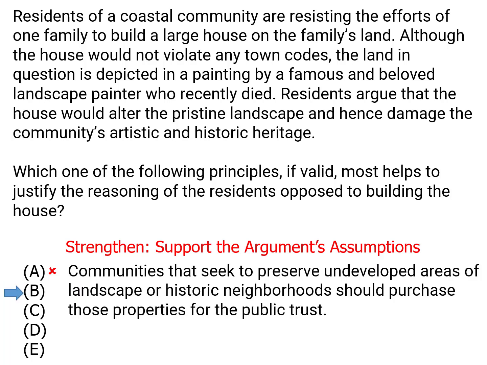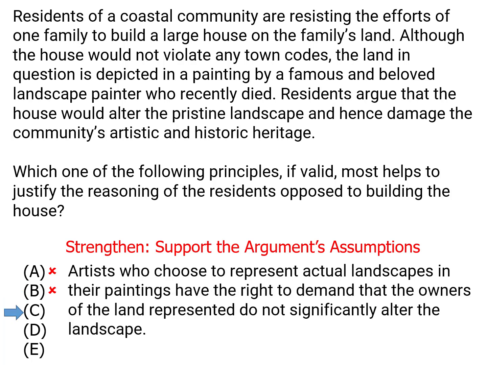Answer choice B, communities that seek to preserve undeveloped areas of landscape or historic neighborhoods should purchase those properties for the public trust. This offers the residents a way out. They could just buy the land, but the argument isn't about whether there's other things they could do. The argument is trying to show that they're right to oppose the house, so other things they could do don't matter. Answer choice C, artists who choose to represent the actual landscapes, well, the artist in question is dead, so he can't demand anything of the owners of the land represented, and so on.